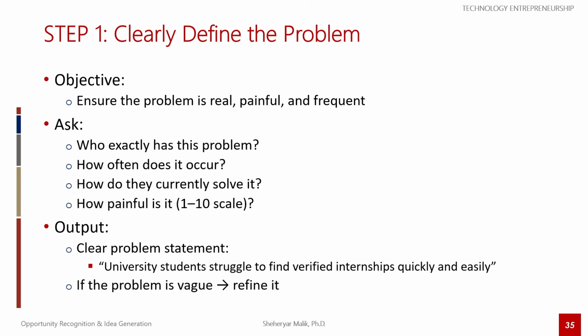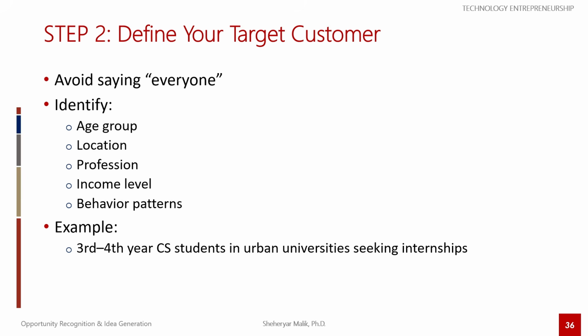So if you look here, there could be multiple types of problems. One problem could be, okay, it's difficult to find internships. The other problem could be it's not very quick and easy. Another could be whether they are verified or not. So within this one statement you can come up with multiple problems and work on that. And if the problem is vague, you're going to refine it, reiterate, and then refine your problem.